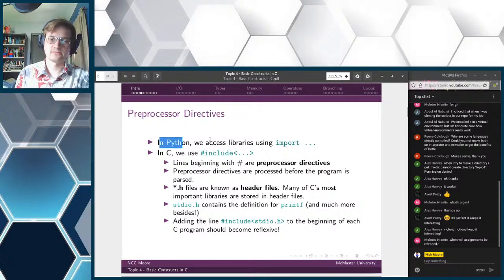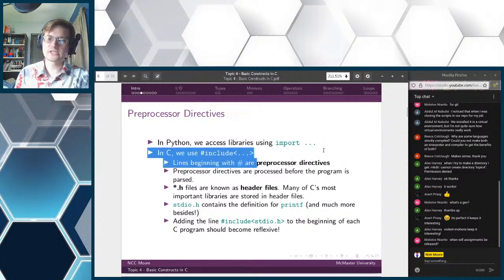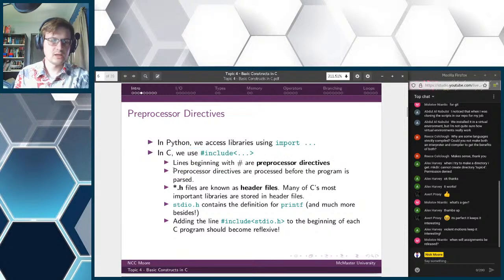So, preprocessor directives. In Python, we access libraries using import. In C, we use include. Lines beginning with the octothorpe character are preprocessor directives. Preprocessor directives are processed before the program is parsed. So, .h files are known as header files. Many of C's most important libraries are stored in header files. stdio.h contains the definition for printf, and much more besides.